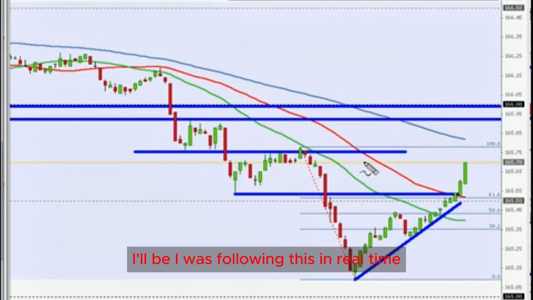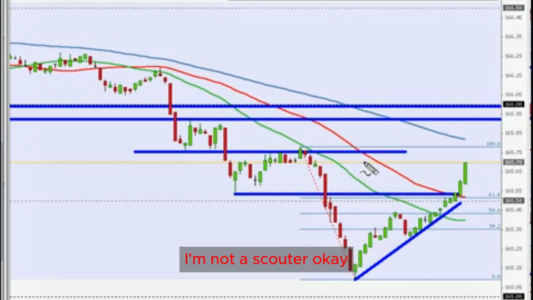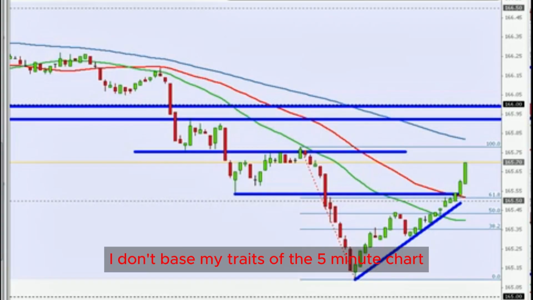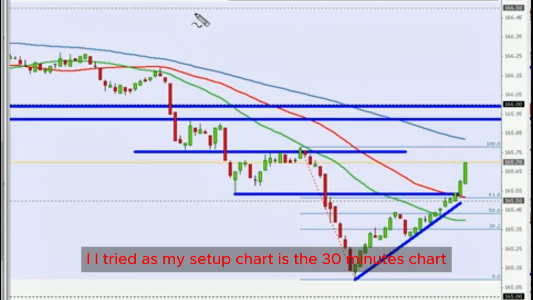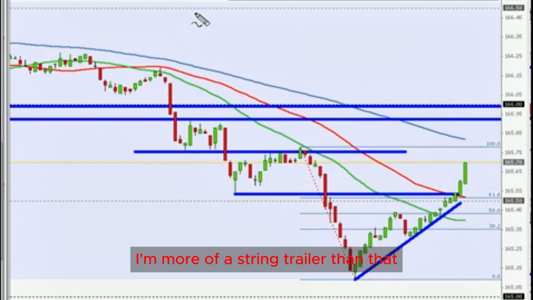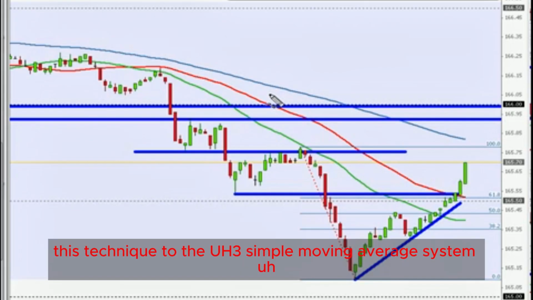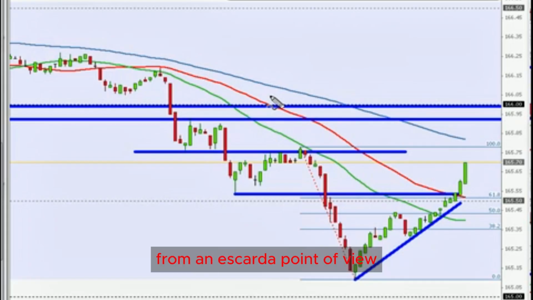I was following this in real time, but I did not trade it because I'm not a scalper, okay? I don't base my trades off the 5-minute chart. As you guys know, my setup chart is the 30-minute chart, okay? But I'm more of a swing trader than a scalper. Nonetheless, I wanted to show him that it's perfectly possible to implement this technique, the 3 simple moving average system, from a scalper's point of view.